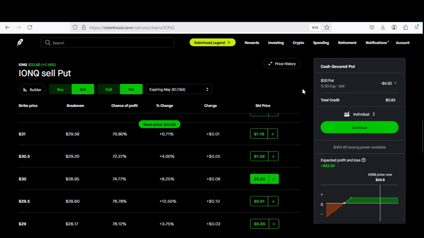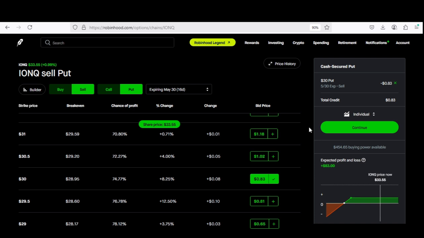This option strategy is none other than the cash secured put. The cash secured put is an options income generating strategy. This strategy allows you to make income whenever you do the trade. You get that income right away, and it's credited to your portfolio. That income is yours to keep no matter how the trade goes. And that is how you could use IONQ to make consistent income.